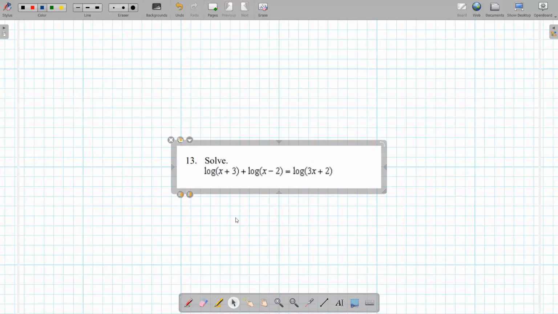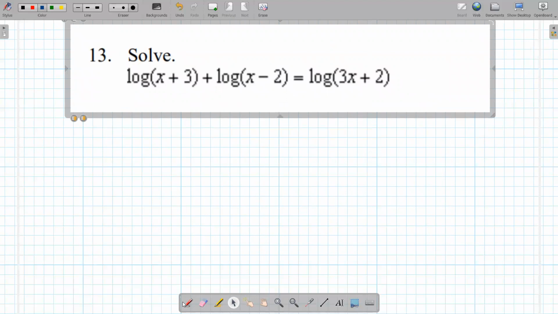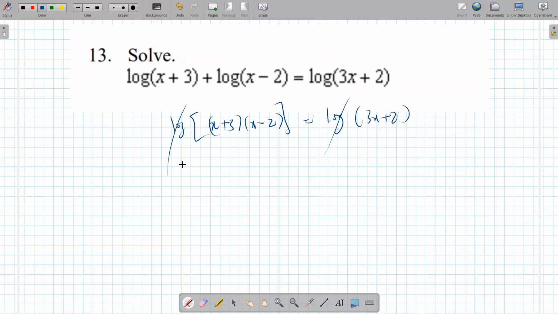Like even in this question, you can't just simply cancel out all 3 logs. You need one log on both sides of the equation. So we can just combine them, right? So this becomes x plus 3 times x minus 2. And now you can cancel out the log on the outside with this log. Now you can cancel them out. So this simply becomes equals 3x plus 2. Now it's just a quadratic and you just have to check whether it's in the domain.